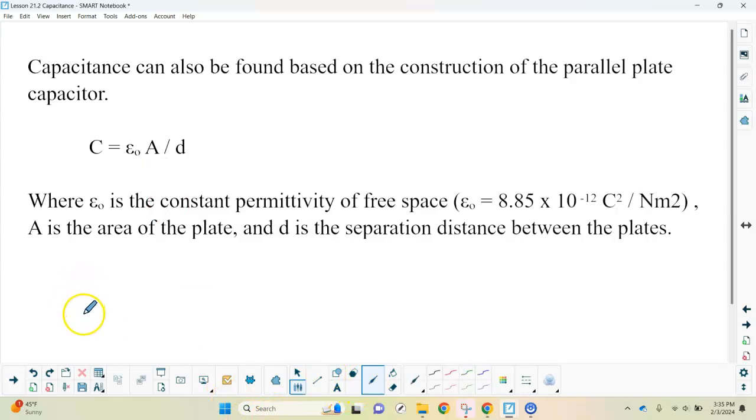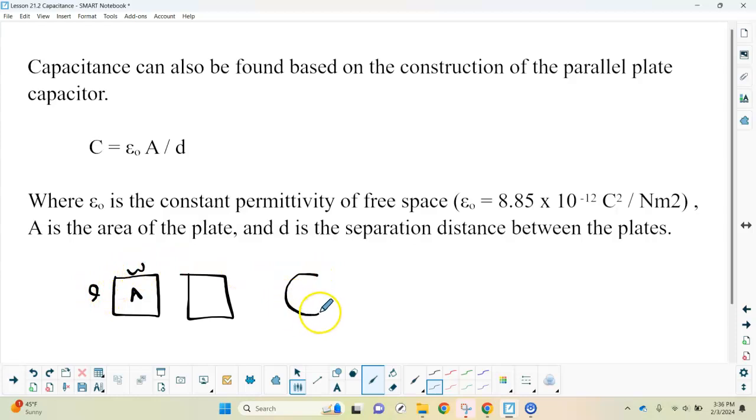If we had a rectangular shaped plate, if that's one plate and this is the second plate of the capacitor, the area of the plate, the length times the width, is what we would use. If it was a circular plate, we would need R, and we'd do pi r squared. Again, if the area increases, you can have a bigger capacitance because you can store more charge. That's essentially what it is.